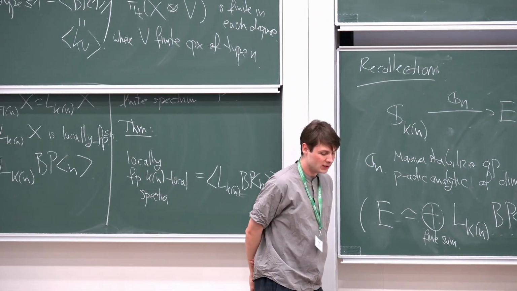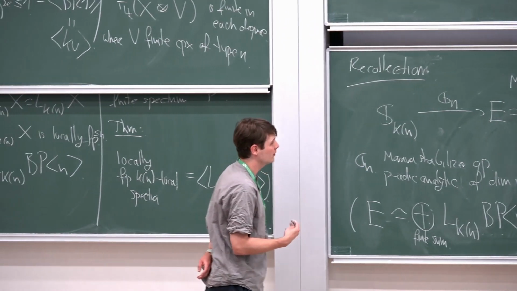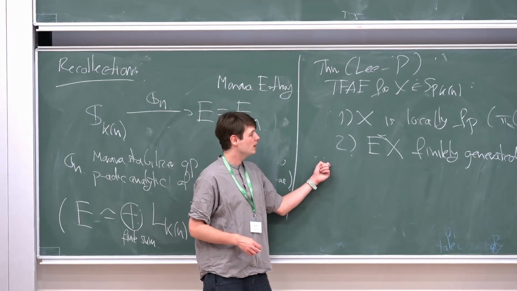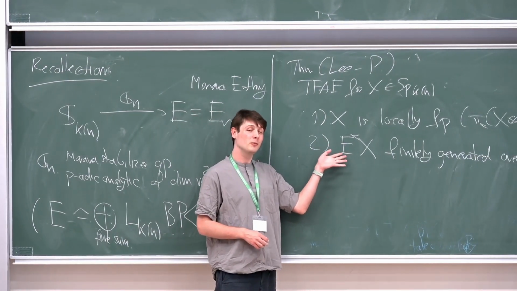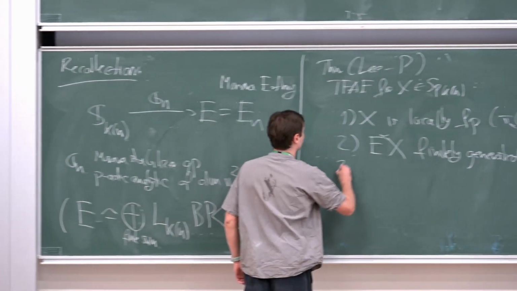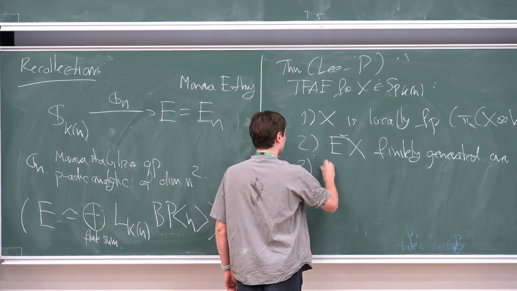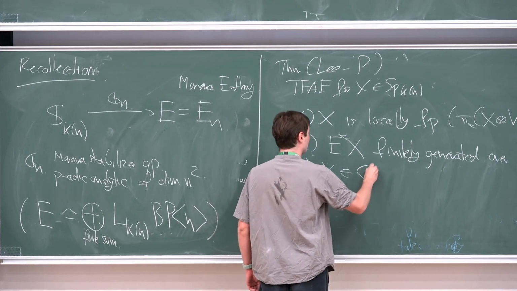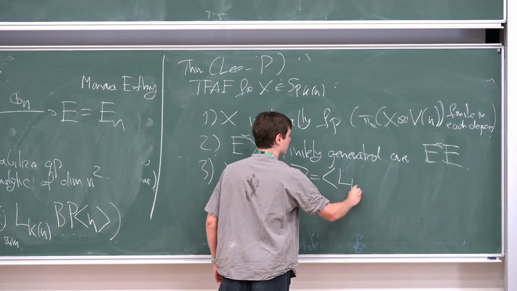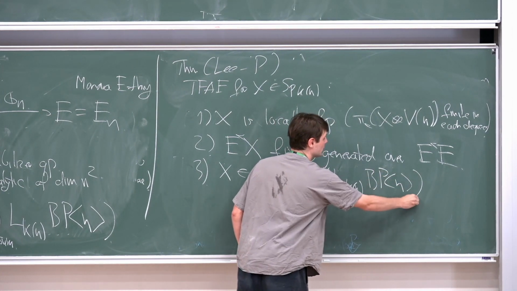So this result tells you that from the point of view of the K-local category, you can also characterize locally FP things in the same way you do in the bounded below case, but now what used to be mostly cohomology becomes Morava E-theory. Three, and this is the interesting part, X is in the thick subcategory generated by Morava E-theory, which is also the thick subcategory generated by BP<n>. So that's actually the theorem I just stated.